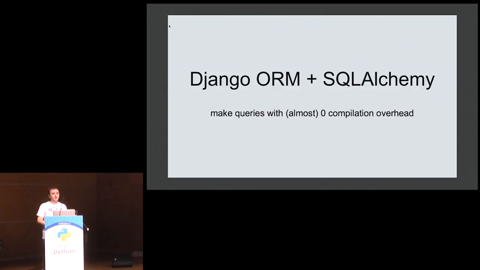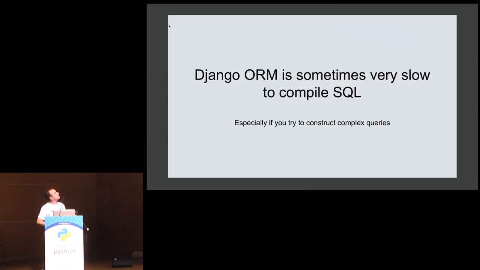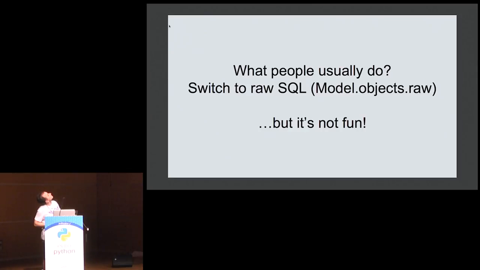So, we need to use Django sometimes, and Django has many problems, and one is that it is not very fast in some cases, especially when doing queries with some complex conditions. So, what people usually do, as I know, is write raw SQL queries, but I don't like it because we lose the power of SQL construction, and it's not fun.